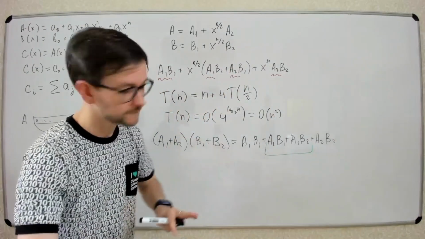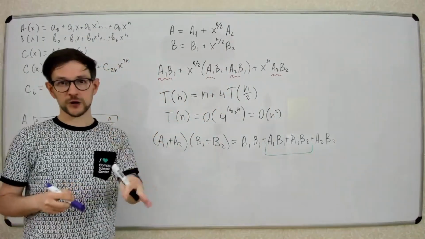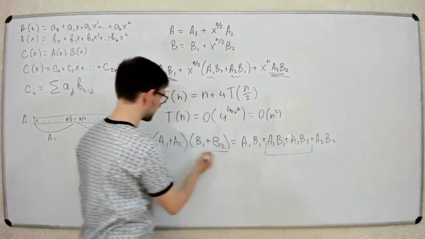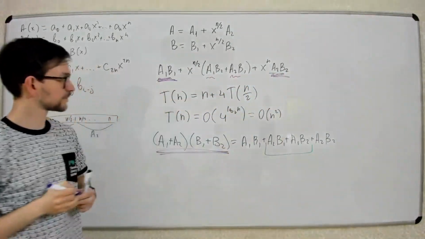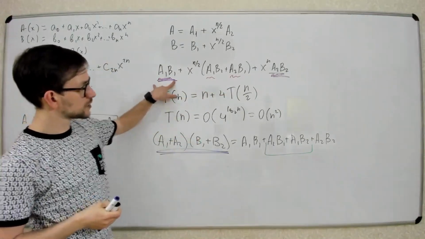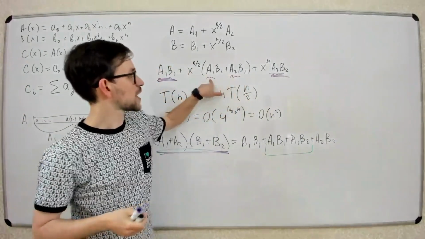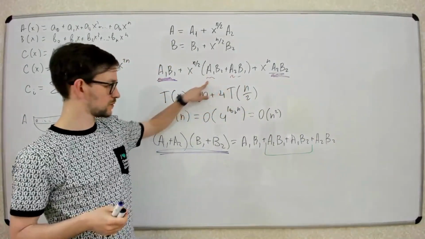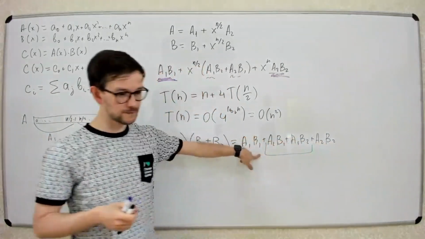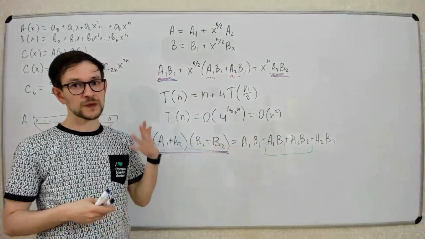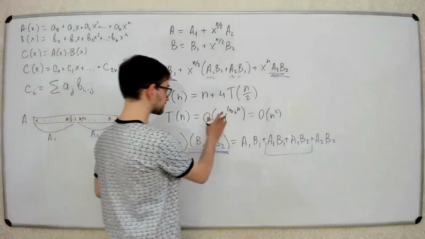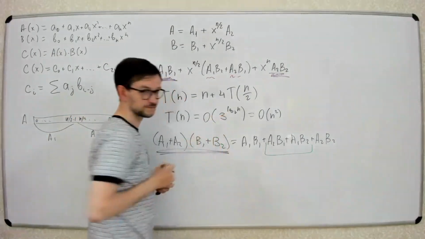So once again, we will make 3 recursive calls: 1, 2, and 3. From these 3 recursive calls, we will get this product, and the sum of these 2 products, because we will get these products, subtract A1 B1, subtract A2 B2, and get this sum. So instead of 4 recursive calls, we'll have only 3 recursive calls.